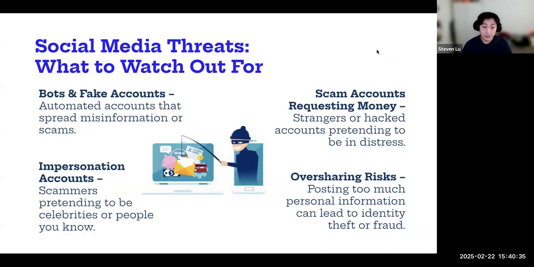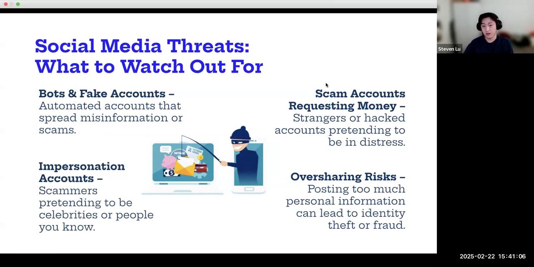So social media is a great way to connect with others, but it also comes with risks. On this slide, I will explain 4 key threats that you need to be aware of when using social media platforms. The first one is bots and fake accounts. Bots and fake accounts are often used to spread misinformation or scams. These accounts may look real, but they're typically automated or created to manipulate users. A good way to spot these accounts is by looking for generic profile pictures, vague bios, or unusual posting patterns.